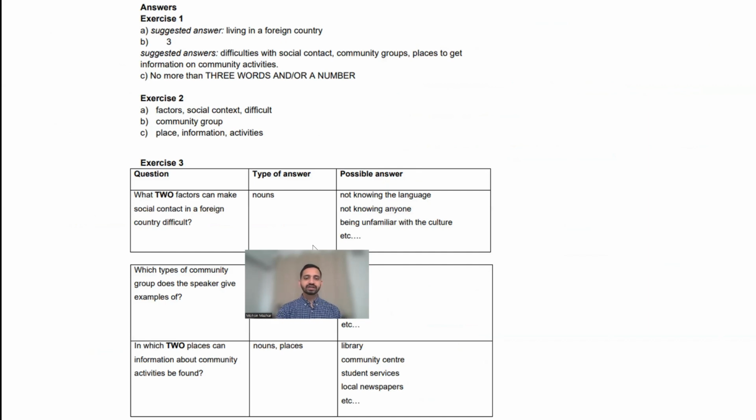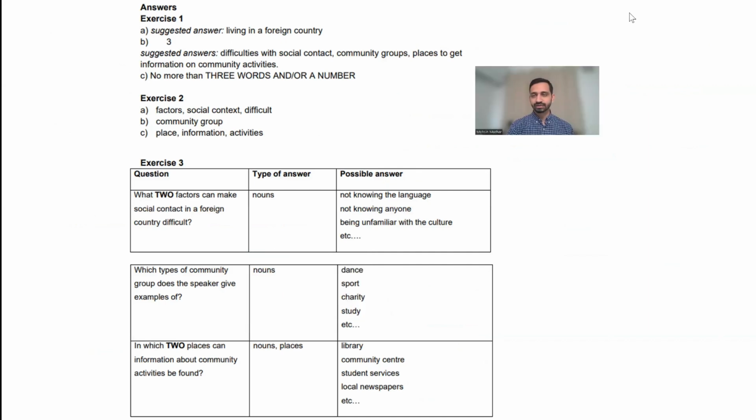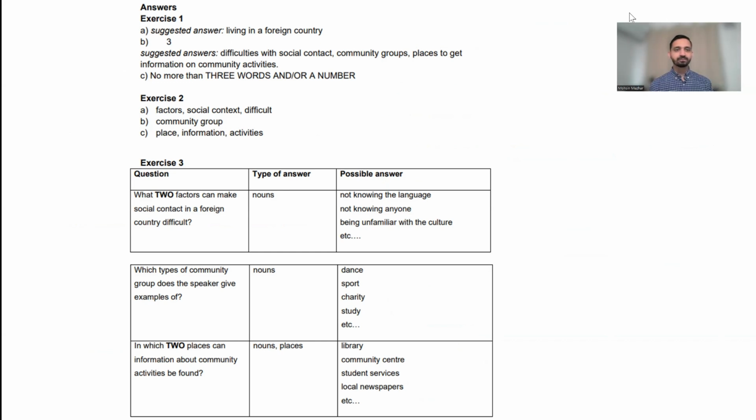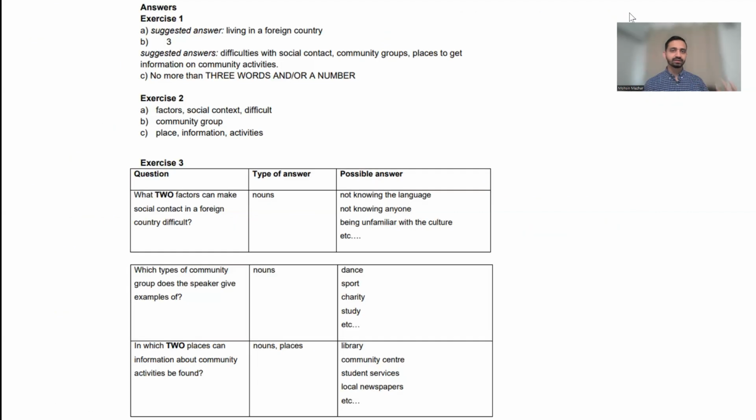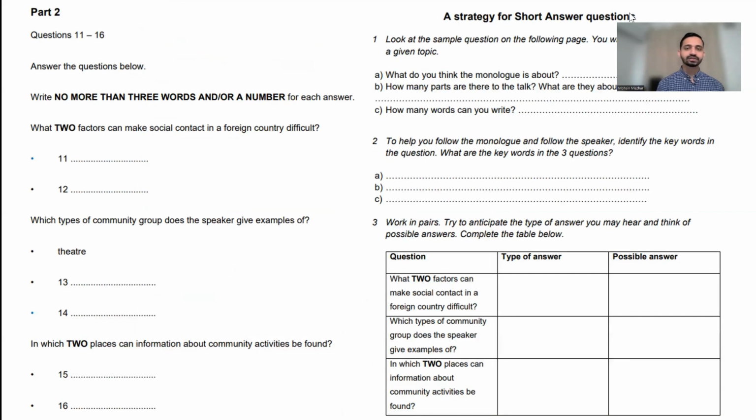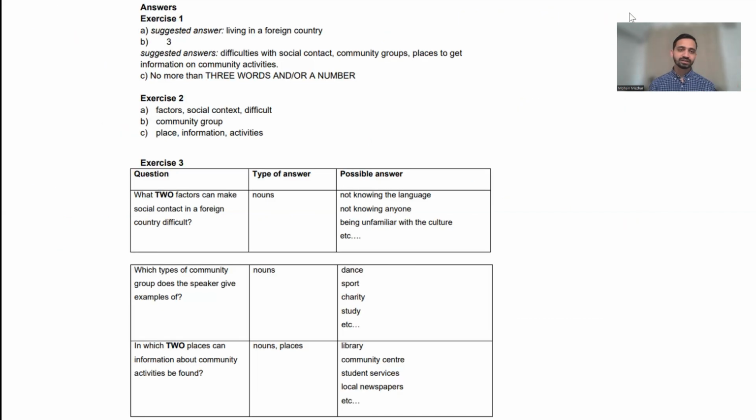All right, I hope you had a chance to look at these, do the activity on your own. Let's look at the answers now. Exercise 1, the suggested answer is, what is this prompt about? It's about living in a foreign country, right? So the first answer, the question was asking you, what is the monologue about? It's about living in a foreign country. Okay, question number 2 was, how many parts are there to the talk? Obviously, there are 3 parts, and that's what you need to think about. The first part is asking you about difficulties in social contact. Second part is community groups, and third one is places to get information on community activities.